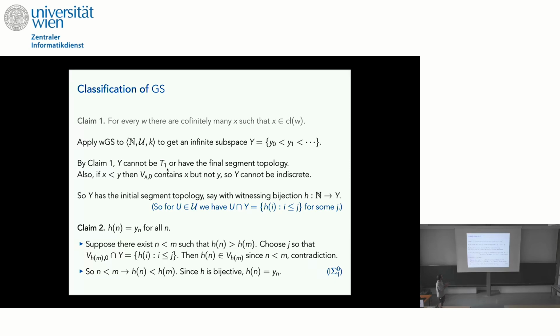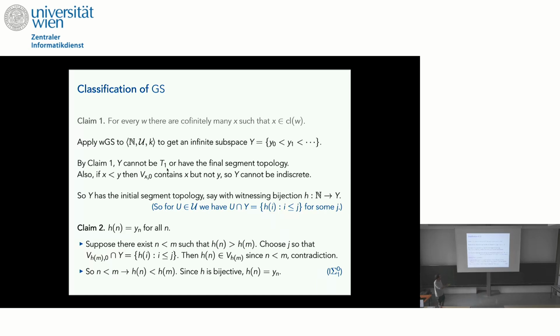Does that make sense? And so I guess it cannot have the final segment topology for the same reason. If you have the final segment topology, you take any point, cofinitely many things do not contain this point. And this is exactly the opposite of that. So it's quite asymmetric, this proof, which is sort of unusual. It can't be the T1 topology, it can't be the final segment, and it cannot be the indiscrete. So since this is WGS, the only thing left is the initial segment topology. Make sense? All right.